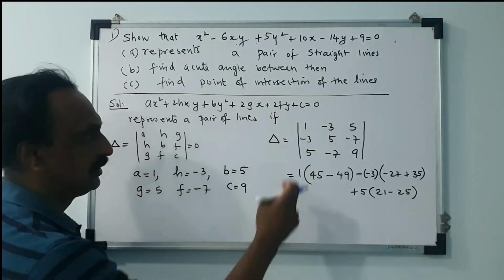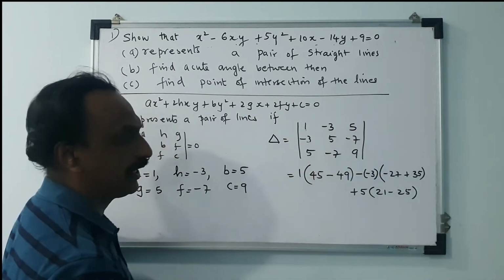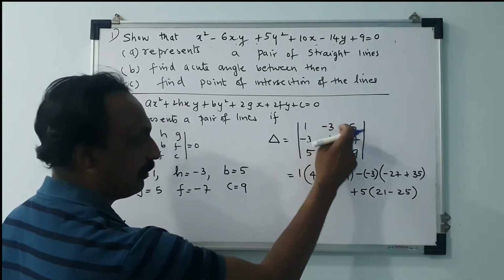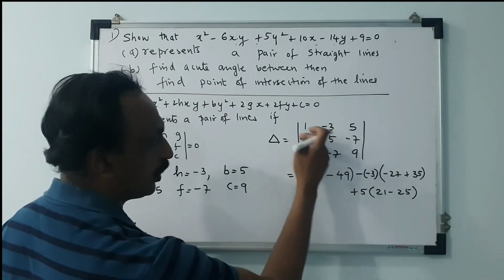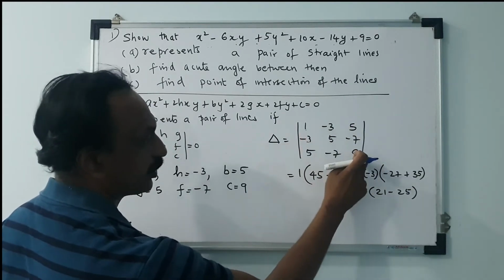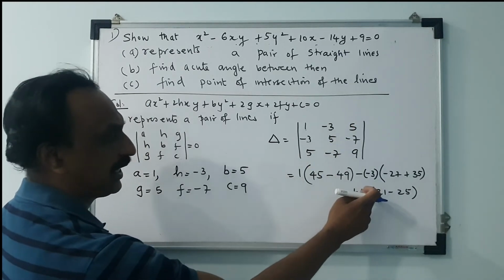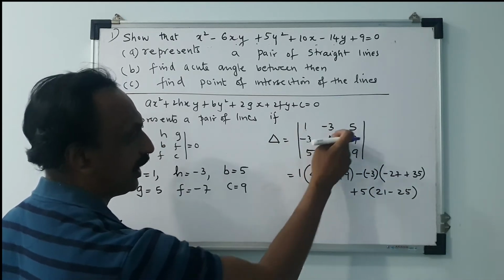Start with 1, delete the row and column containing it, 45 minus of 49. Then next number should be taken with a negative sign, but the number is also having a negative, so the ultimate will become positive. Then delete the row and column containing it, so minus 27 plus 35. Then third number 5 with positive sign, delete the row and column containing 5, so 21 minus 25.